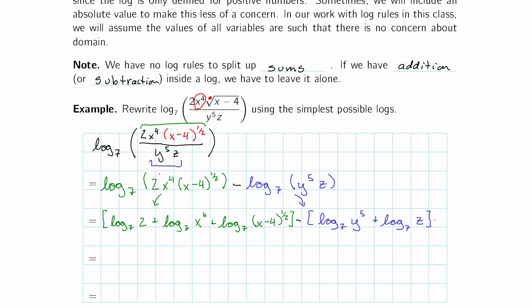And notice that those were single terms before. When I split them up, I needed to put them in parentheses. I put them in brackets just so that we wouldn't confuse the brackets with the earlier parentheses, right?